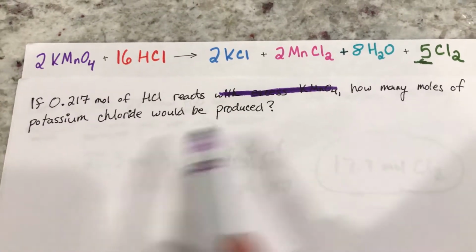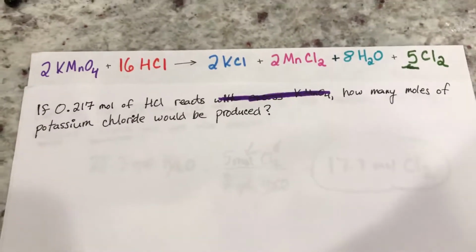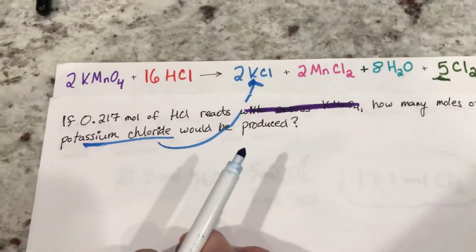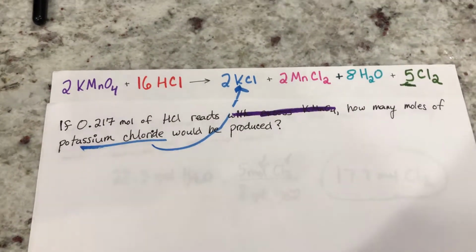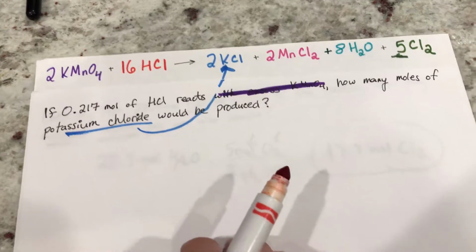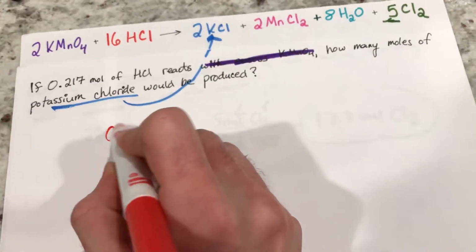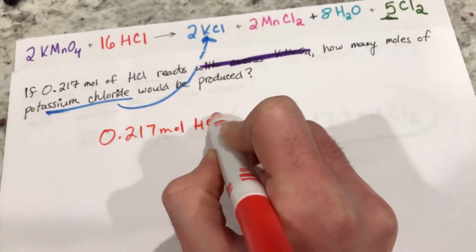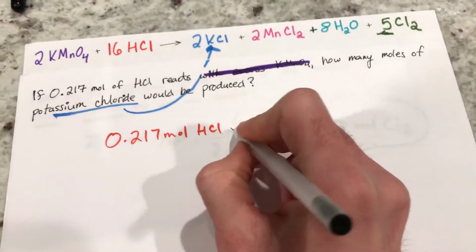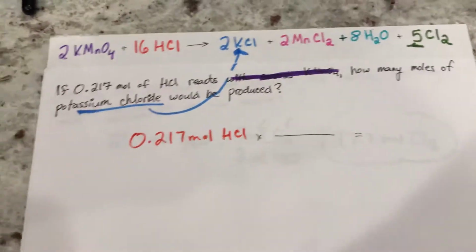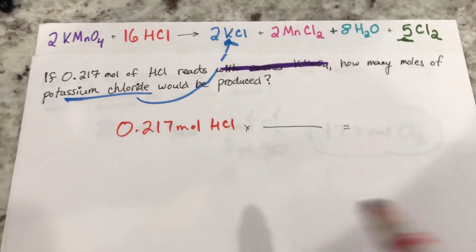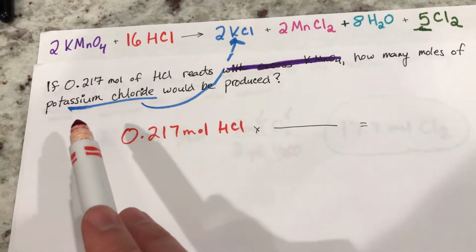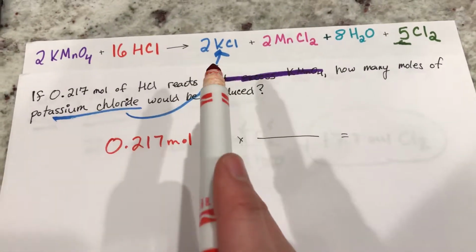Moles of HCl, how many moles of potassium chloride would be produced? Potassium chloride is that guy. Cool. All right. And it's the same as usual. So we just start with our given quantity. We got 0.217. We're going to do moles of HCl. Again, using different colors because I think colors are useful. All right, moles of HCl are given. How many moles of potassium chloride would be produced?